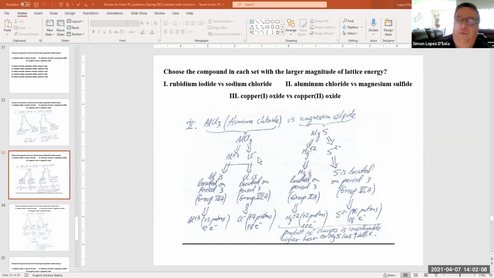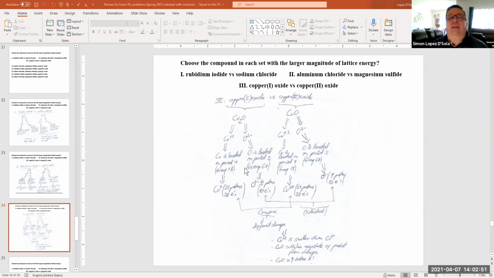So the magnitude of the charges in magnesium sulfide will give it the biggest lattice energy, but the reason is not the aluminum +3 and the three chlorides. No, it's because aluminum chloride is covalent. So be careful about that analysis, okay? Here is a first analysis, but I'm telling you why this simple analysis on aluminum chloride will not work: because aluminum chloride is a covalent compound, and it will have a lower lattice energy than an ionic compound.